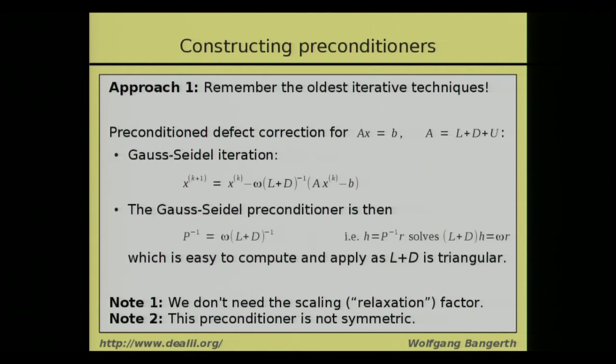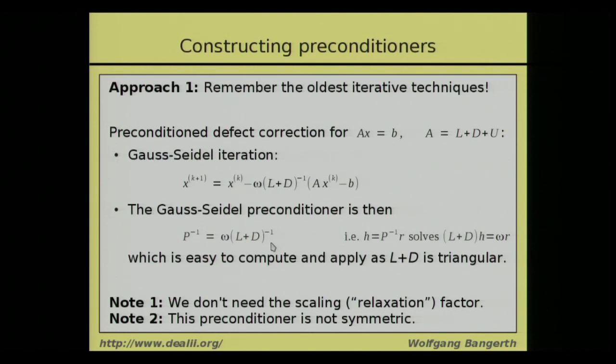The second best, or let's say the second worst defect correction method would be something like this. I again represent my matrix A as a sum of the lower left plus the diagonal plus the upper right matrix. And then instead of just taking the diagonal here, I'm going to take L plus D to the minus 1. This is something that we call the Gauss-Seidel iteration. And out of this, I can construct the Gauss-Seidel preconditioner that, again, I can use in iterative methods like GMRES.